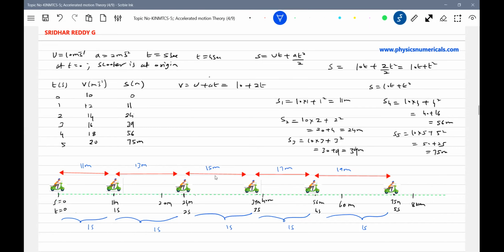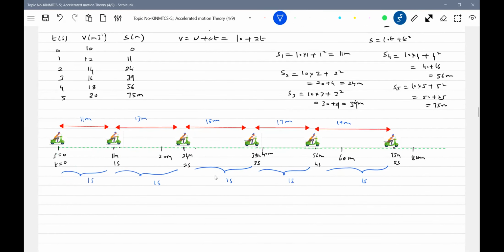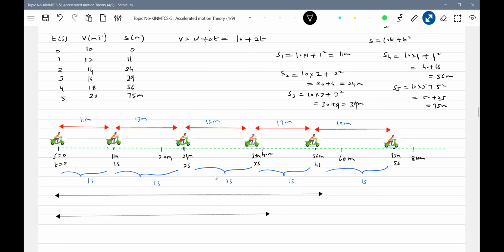Okay, what do you mean by the distance covered in nth second? Because our main purpose was to study the distance covered in nth second. For 4 seconds, how much distance will it move? I'll write it as S4. For 5 seconds, this will be S5. So what is S4? Distance covered for 4 seconds, distance covered for 5 seconds.